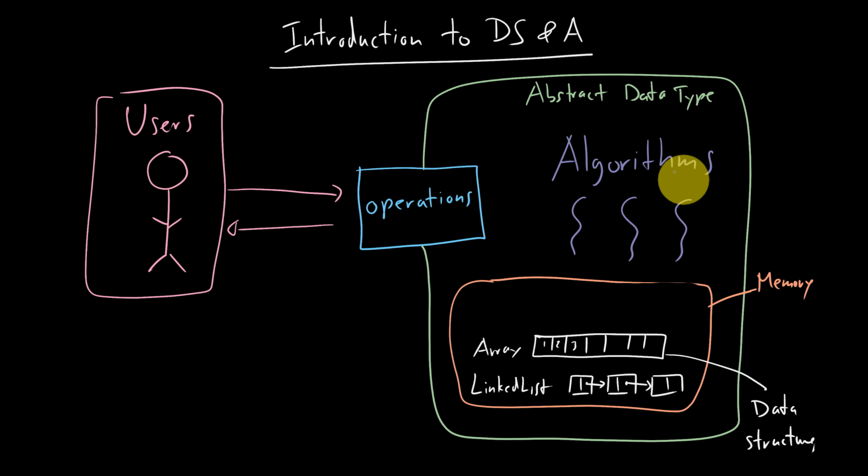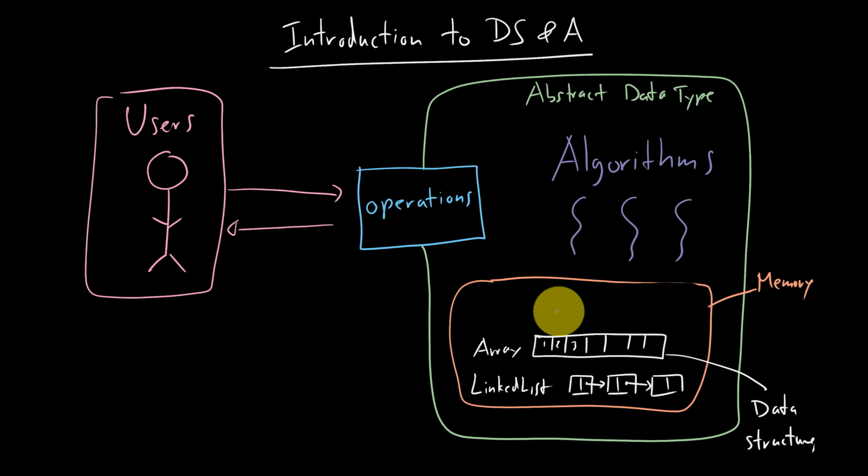A user does not know what algorithms are inside the abstract data type, and it does not know what the data structures are. It does not care about the implementation. Implementation of an abstract data type uses algorithms and data structures.